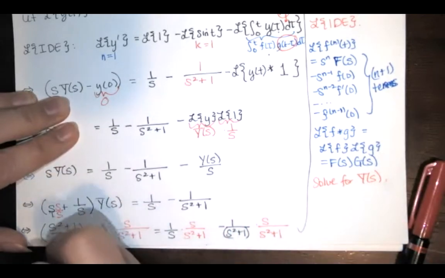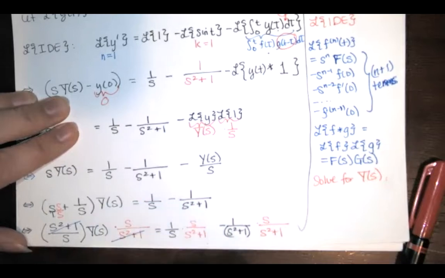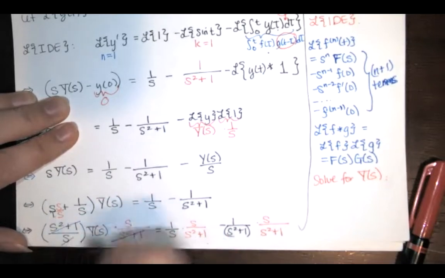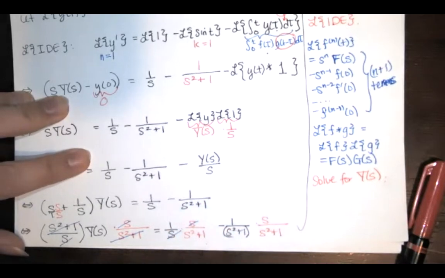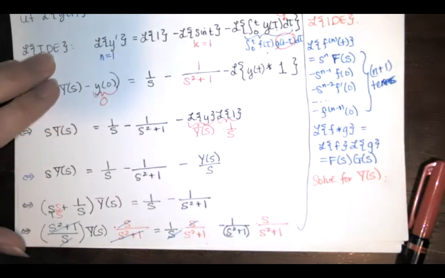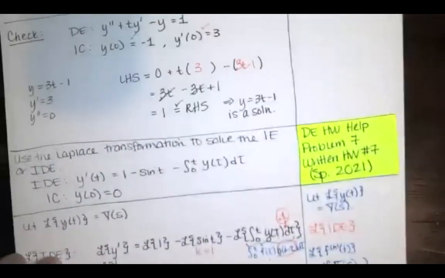So we can simplify from here. I've got an s squared plus 1 and an s squared plus 1. Those reduce. The s's reduce. So we just have y of s on this side. The s is reduced there, and the s does not reduce here. So I have y of s equals 1 over s squared plus 1 minus s over s squared plus 1 quantity squared.